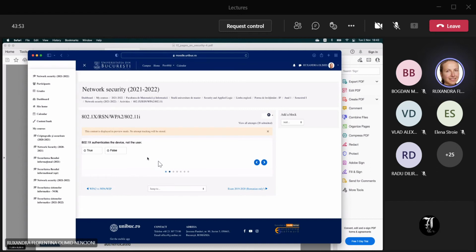802.1X authenticates the device, not the user.